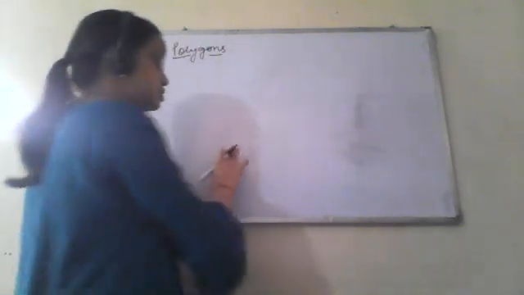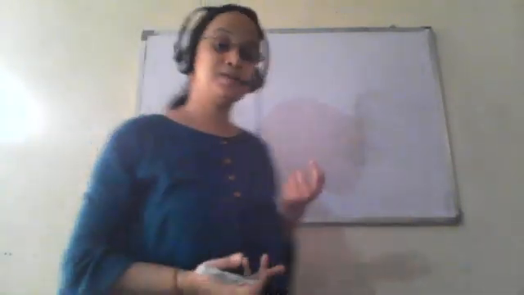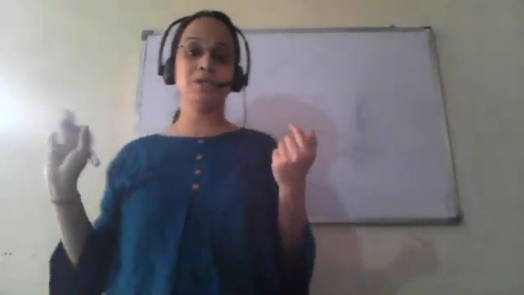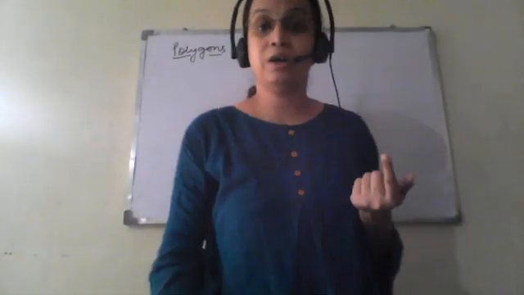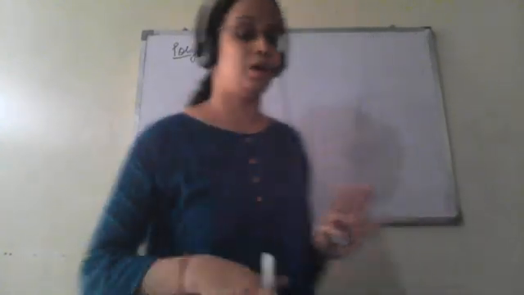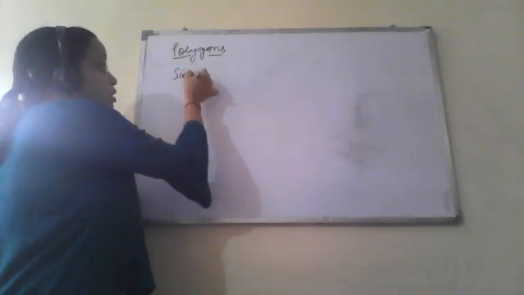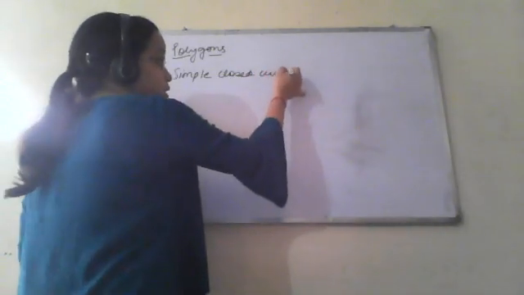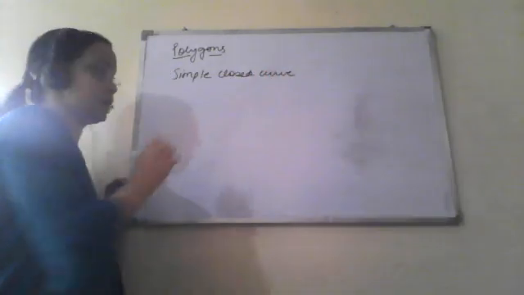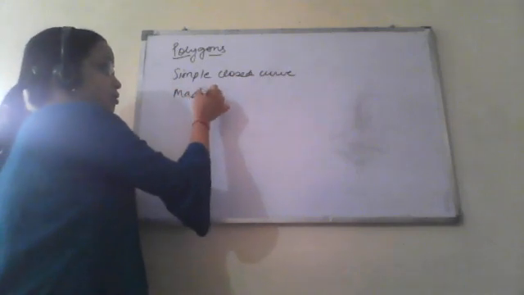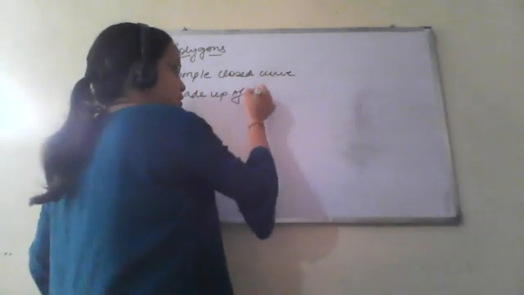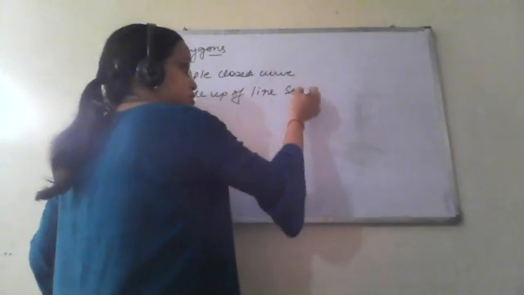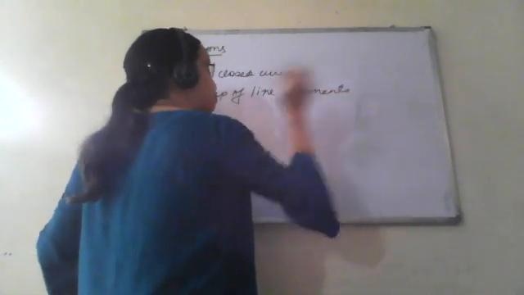Okay, polygons. When the word polygon is taken, it comes to mind that poly means many and gons means sides. So a figure or a shape which has got many sides. And what is the exact meaning of polygon? It is a simple closed curve, and it is made up of line segments.